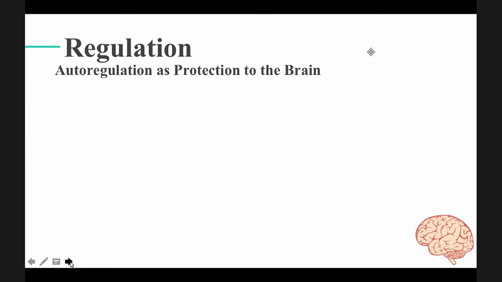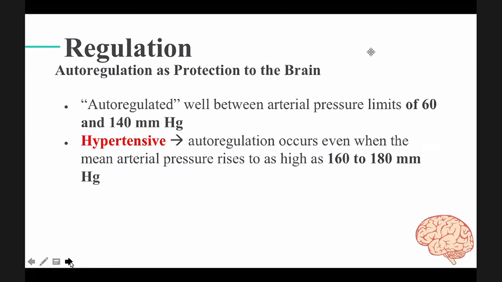Autoregulation. The blood flow to the brain is autoregulated, which means that all the mechanisms will be produced in order to maintain the pressure inside the brain, and that's between 60 to 140 millimeters mercury. Even if there is a rise of mean arterial pressure up to 160 to 180, the pressure in the brain would still be maintained at 60 to 140, and this is to prevent stroke. Diba?